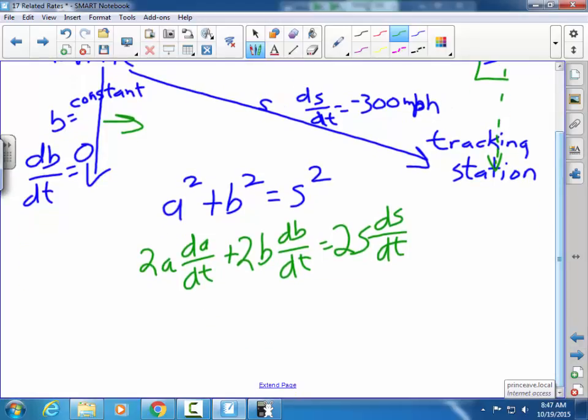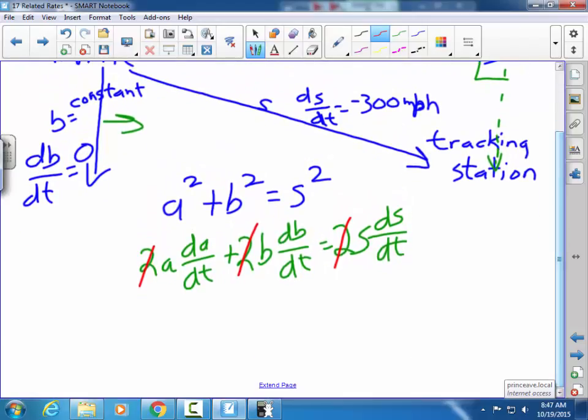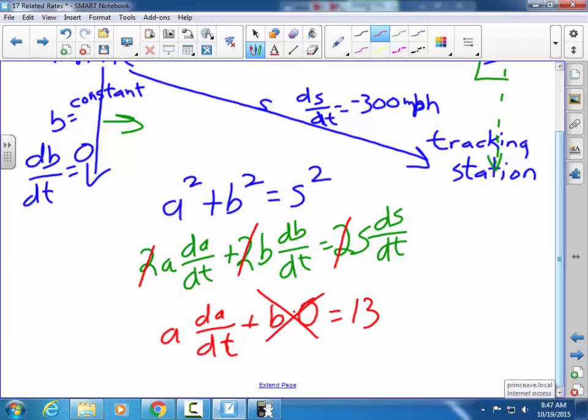Now, I want to make our life easier here. Would everybody agree to throwing away the 2's? Why can we do that? There's a 2 in each one of them, so we're going to take away the 2's. And now let's put in what we do know. We don't know A, it doesn't look like. We don't know dA. We don't know B. We know dB is 0, so that thing's going to go away. We know S is 13, and we know ds is negative 300, right?